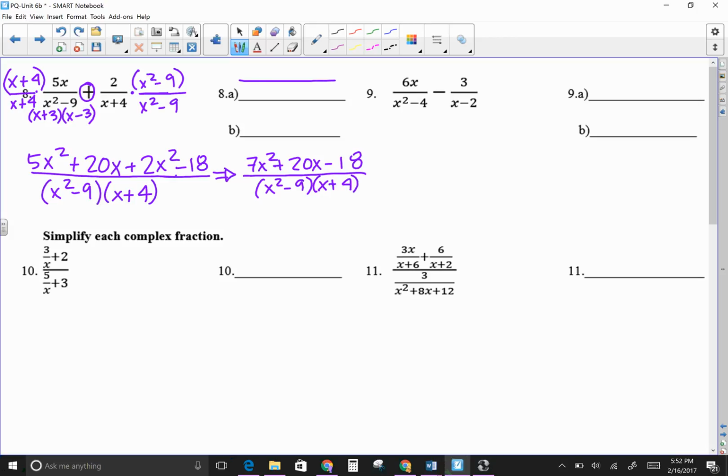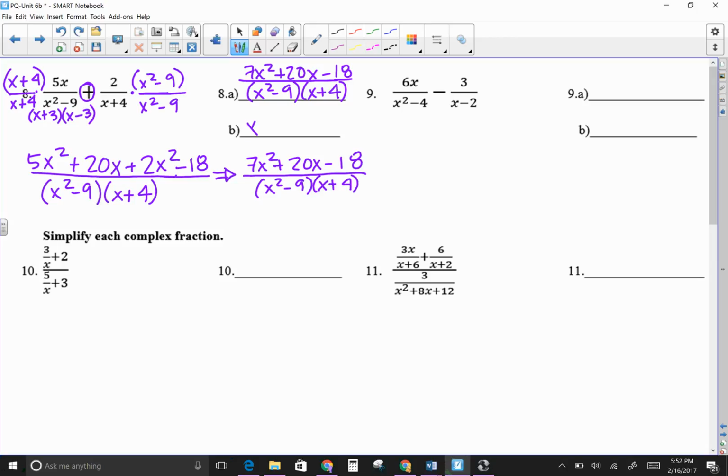And to be perfectly honest with you, I'm not going to give you something that's going to be that hard to factor. So if you see it like that, you'd be pretty free just to leave it. 7x squared plus 20x minus 18 over x squared minus 9, x plus 4. And I've told you, you don't ever need to multiply out your denominator, because you need to keep it in factored form, because it might cancel with something in the numerator down the road.